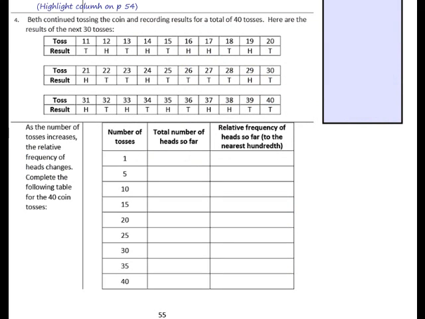Beth continued tossing the coin and recording results for a total of 40 tosses. Here are the results for the next 30 tosses. As the number of tosses increases, the relative frequency of heads changes. Complete the following table for 40 coin tosses.